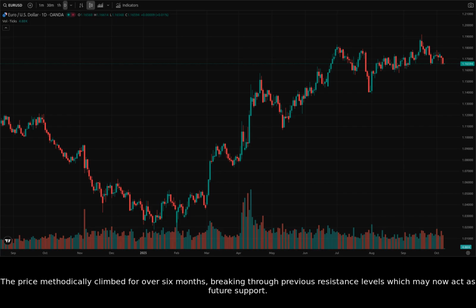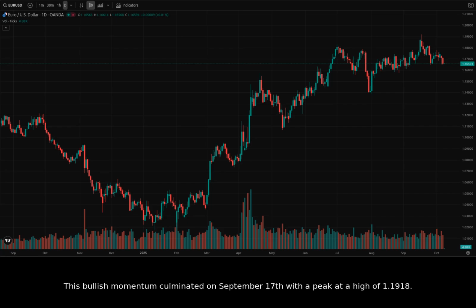This bullish momentum culminated on September 17th with a peak at a high of 1.1918. This level marked the 2025 high for the pair and, more importantly, it was the catalyst for a massive trend reversal. Since that peak, the sellers have taken complete control. We see a series of large, bearish red candles that have erased months of gains in just a few weeks. This price action is a textbook example of a bearish trend, a consistent pattern of lower highs and lower lows.